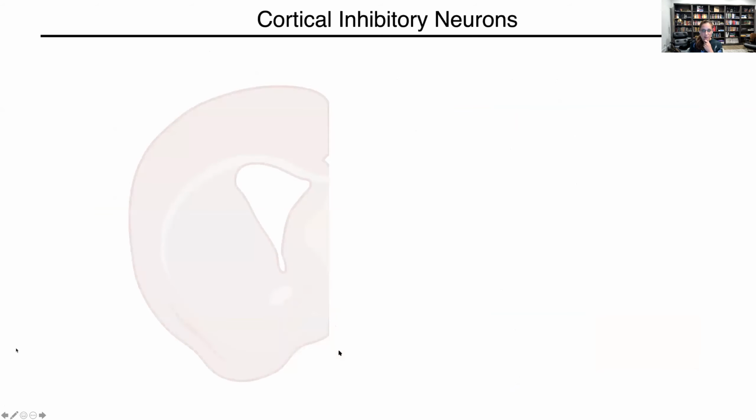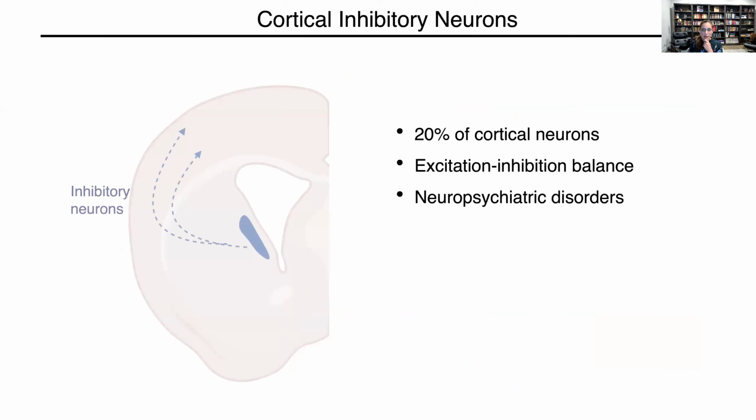And then last, I'm going to tell you about what happens to the migration of these inhibitory neurons and why I am interested in them. We know that they represent about 20% of the cortical neurons in general, and they're very important for excitation-inhibition balance. We know that when there are problems with their development, there is a clear association with neuropsychiatric disorders and epilepsy. So they're really, really desperately needed.